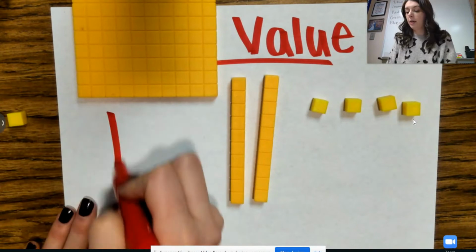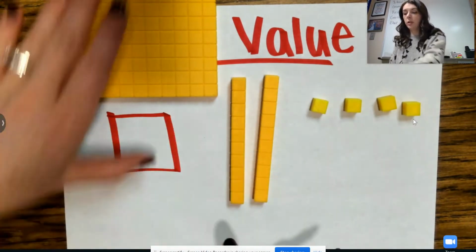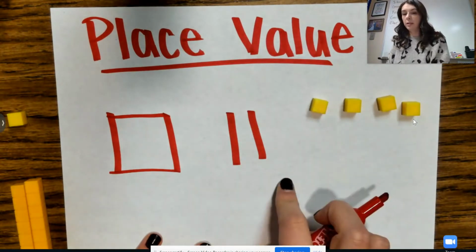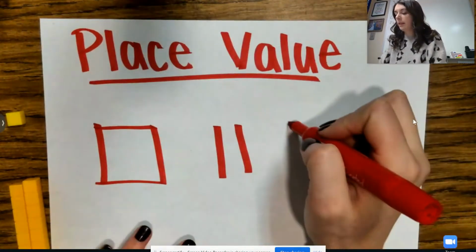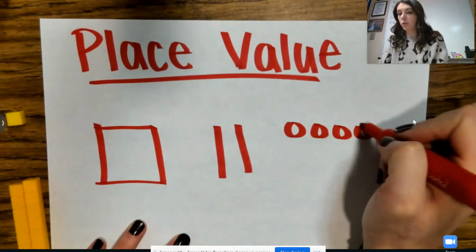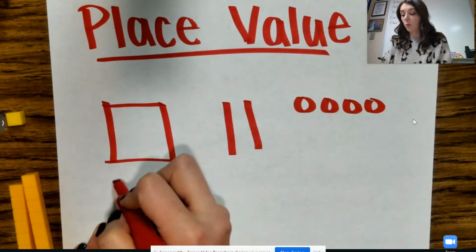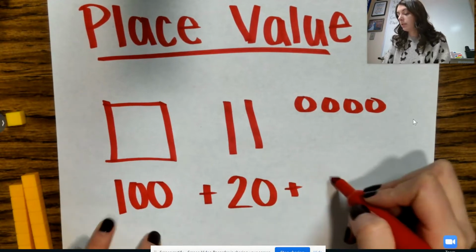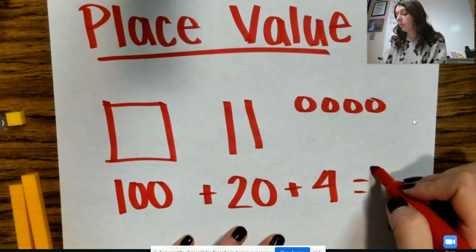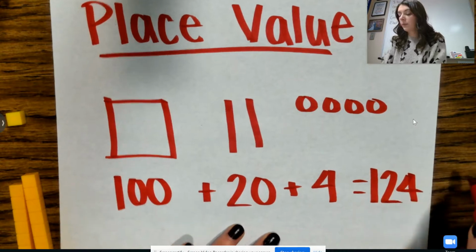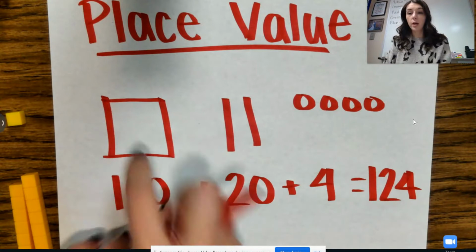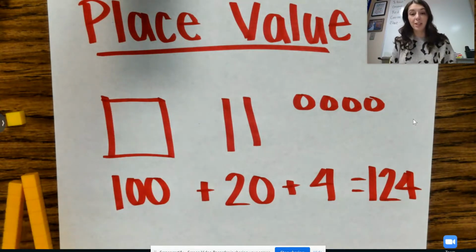They've been drawing a square for a 100. They've drawn 2 lines to show tens and 4 circles to show ones. This is 100 plus 20 plus 4, which equals the number 124. They've been using this strategy of drawing their place value to help them solve double-digit addition.